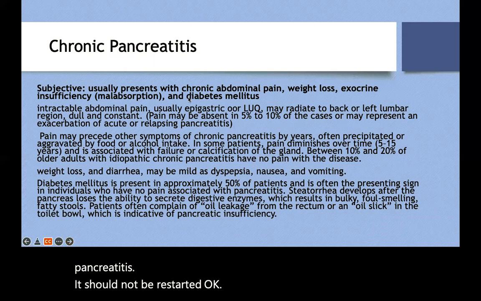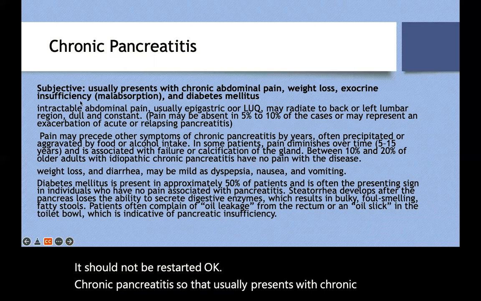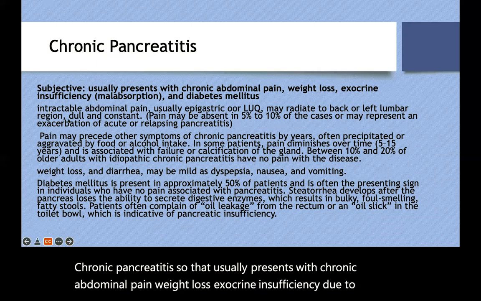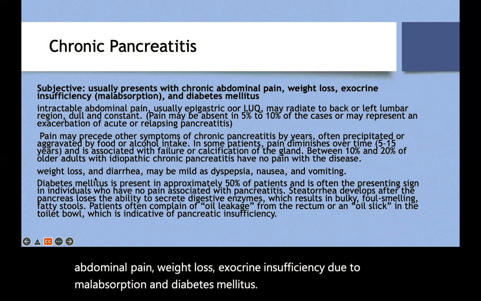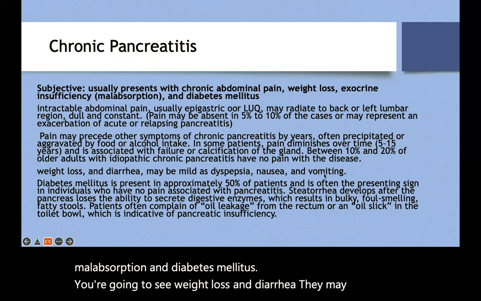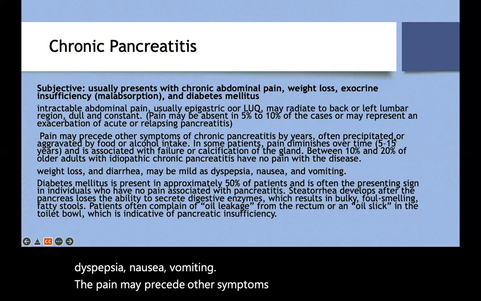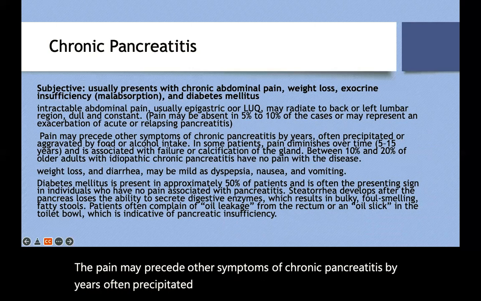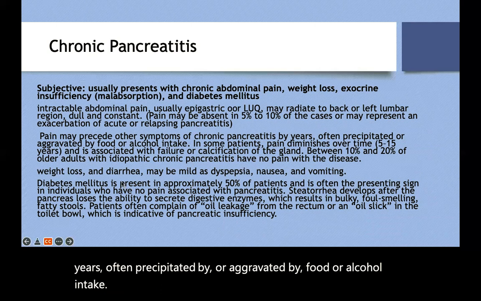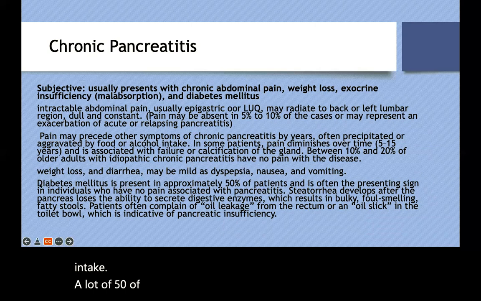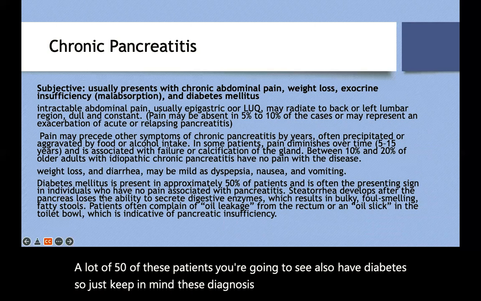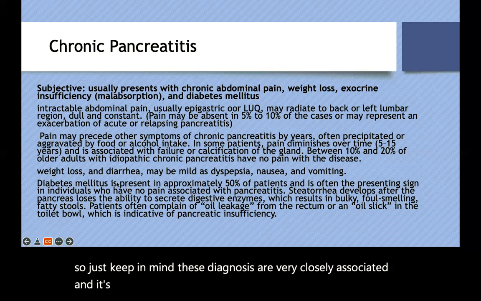Chronic pancreatitis usually presents with chronic abdominal pain, weight loss, exocrine insufficiency due to malabsorption, and diabetes mellitus. You're going to see weight loss and diarrhea. They may have mild dyspepsia, nausea, and vomiting. The pain may precede other symptoms of chronic pancreatitis by years, often precipitated or aggravated by food or alcohol intake. About 50% of these patients you're going to see also have diabetes. So just keep in mind these diagnoses are very closely associated. And it's often the presenting sign; some individuals have no pain associated with pancreatitis.